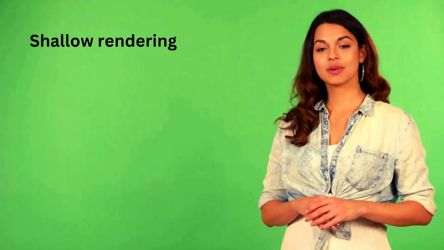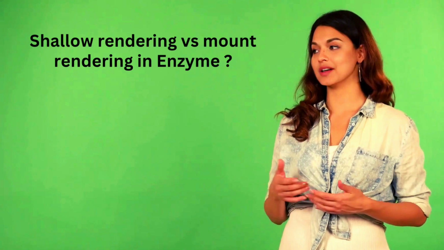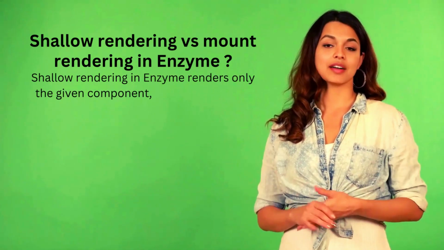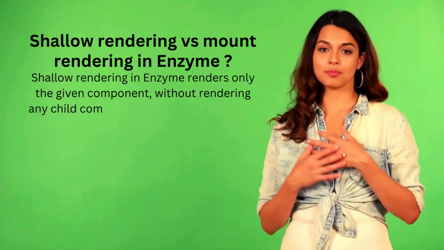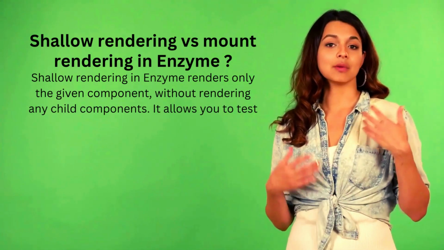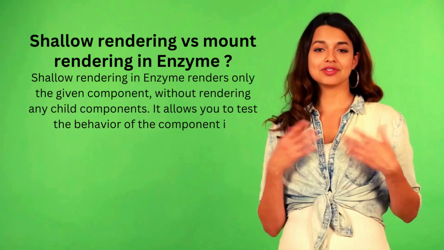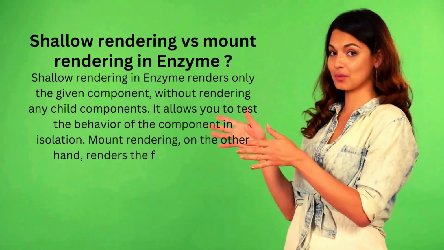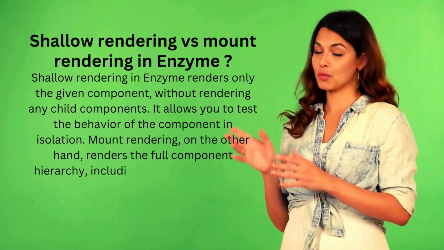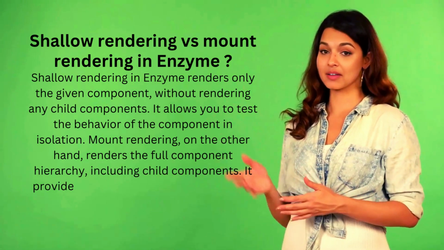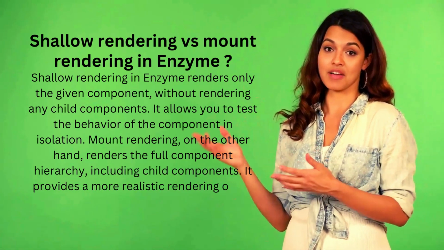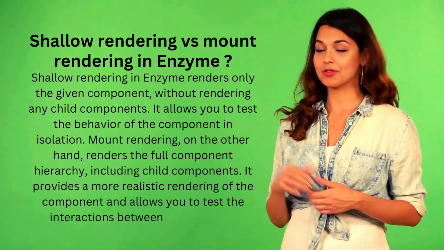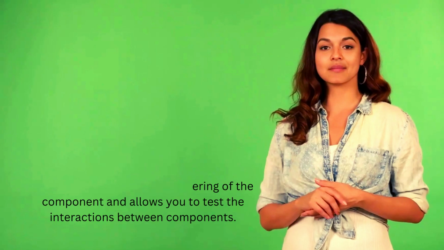What is the difference between shallow rendering and mount rendering in Enzyme, a testing utility for React? Shallow rendering in Enzyme renders only the given component, without rendering any child components. It allows you to test the behavior of the component in isolation. Mount rendering, on the other hand, renders the full component hierarchy, including child components. It provides a more realistic rendering of the component and allows you to test the interactions between components.